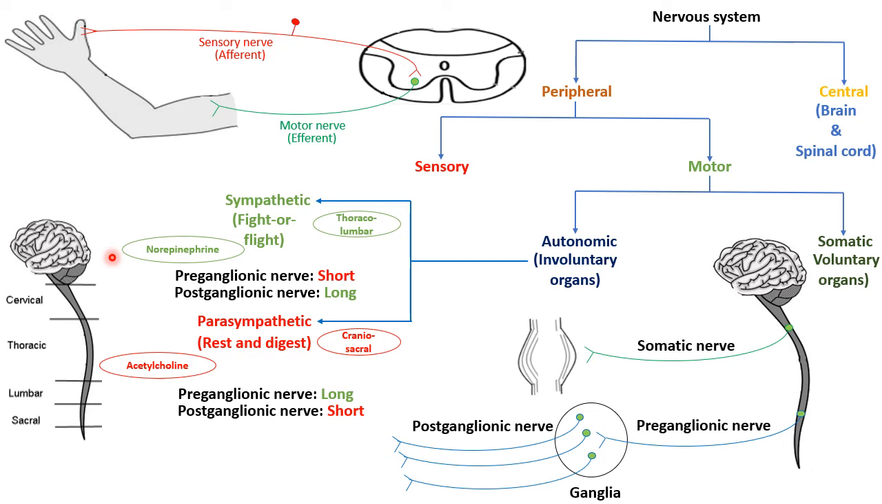That was the main differences between the sympathetic and parasympathetic nervous system, and we are going to discuss in the next lecture the actions of the sympathetic nervous system and parasympathetic nervous system on our body.